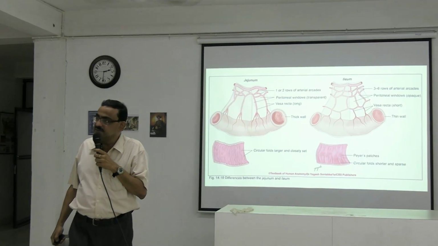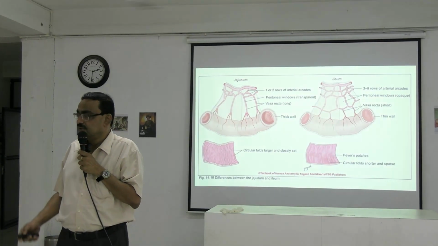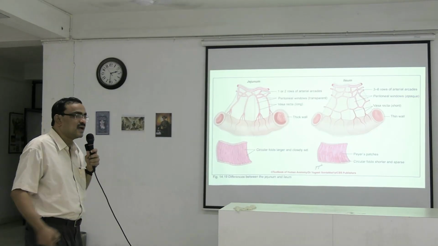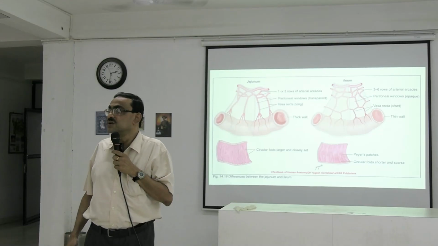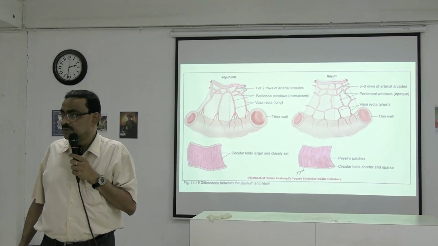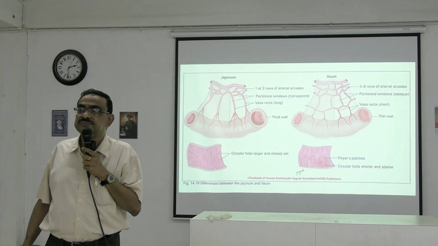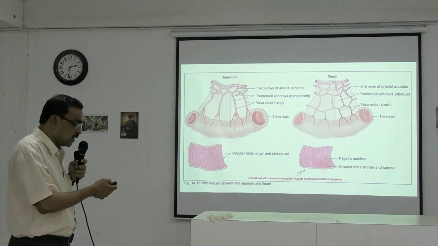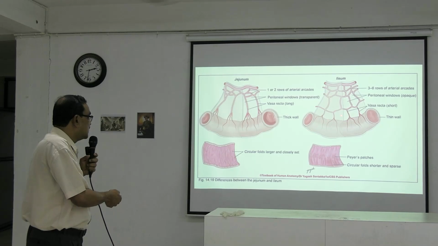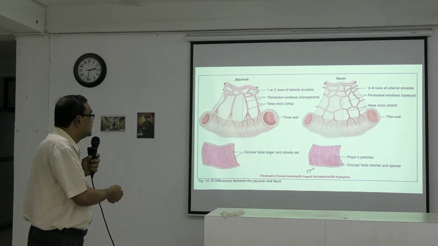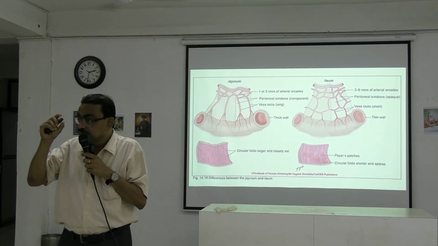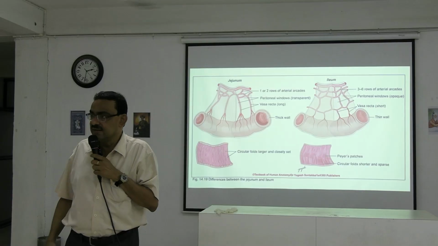Can we find any difference? In jejunal end, the vasa recti are long because there are only 1 or 2 arcades. Whereas in the ileal end, we are getting 3 to 4 arterial arcades before formation of the vasa recti. These are called the arterial arcades. So the vasa recti are shorter in the ileal end.